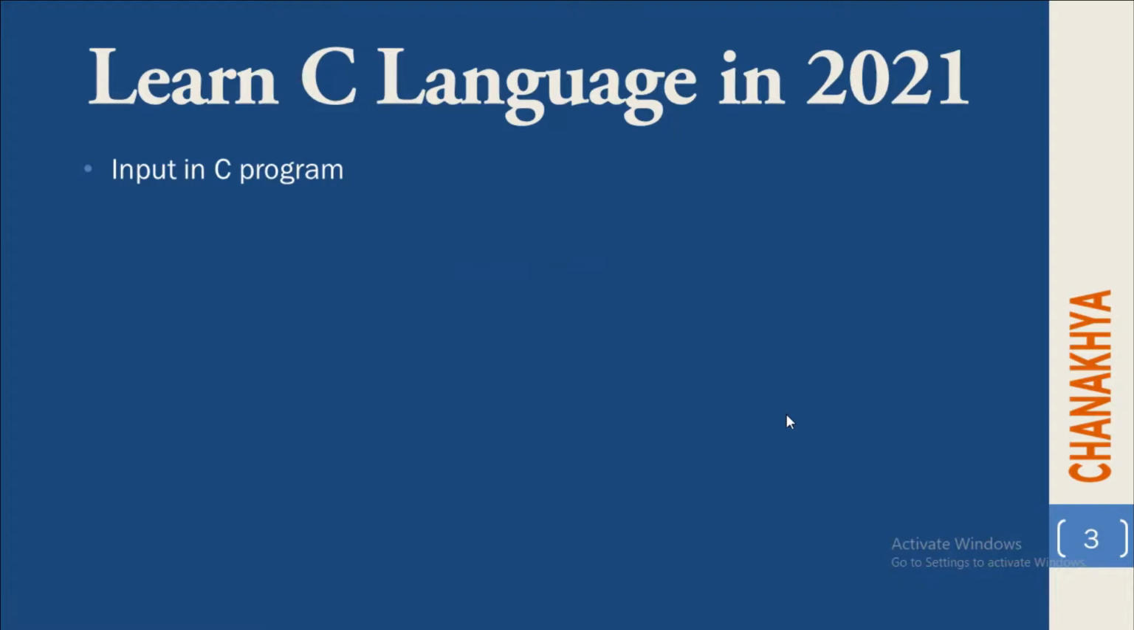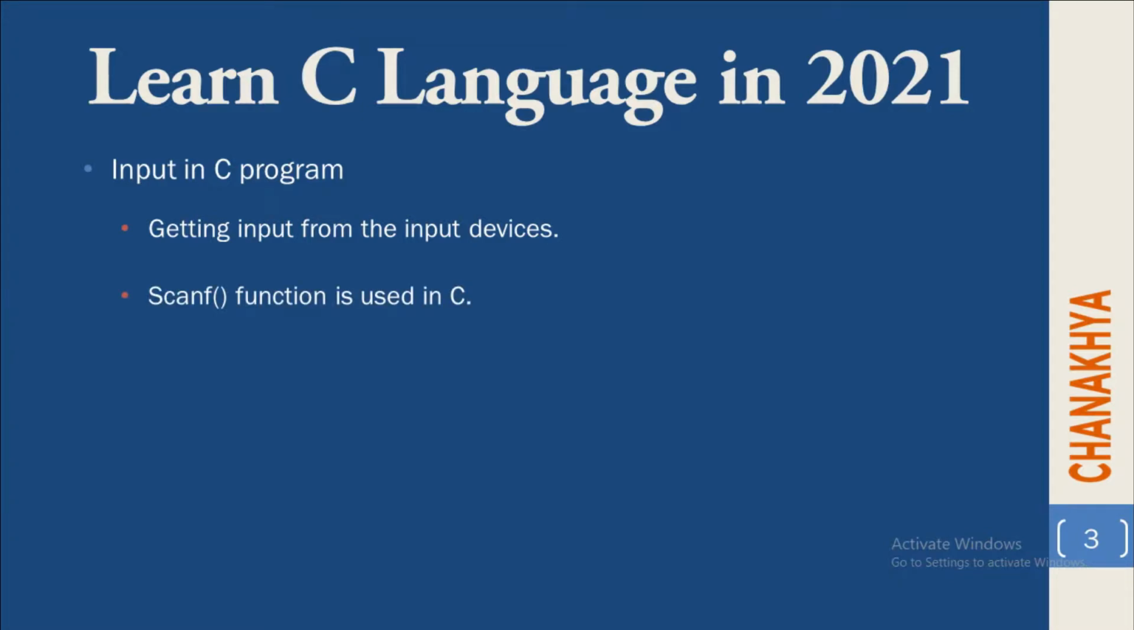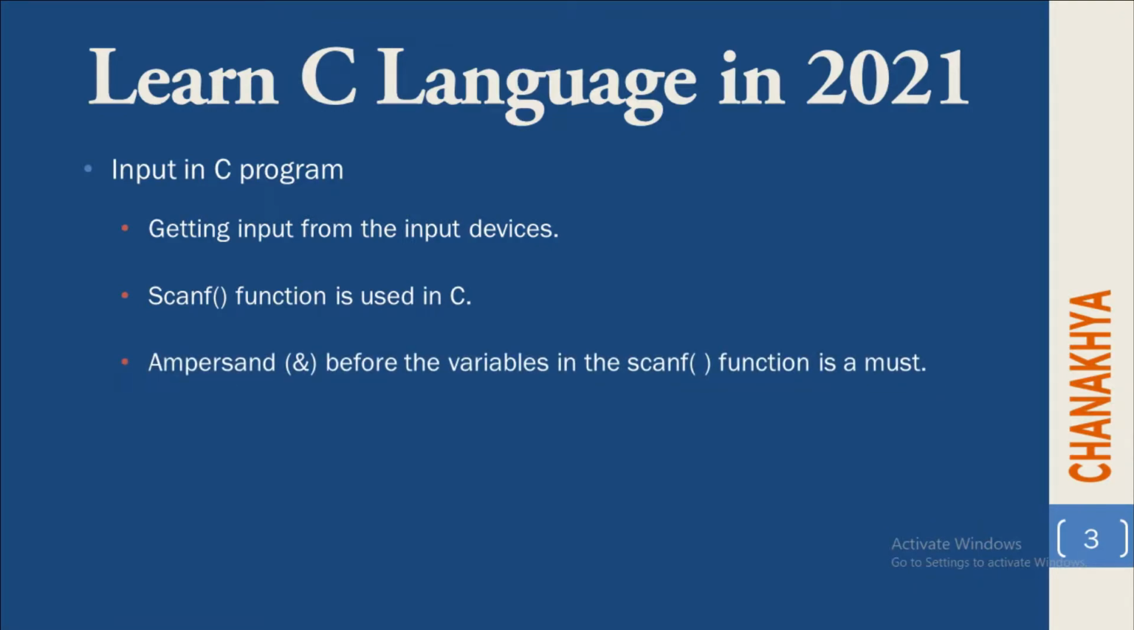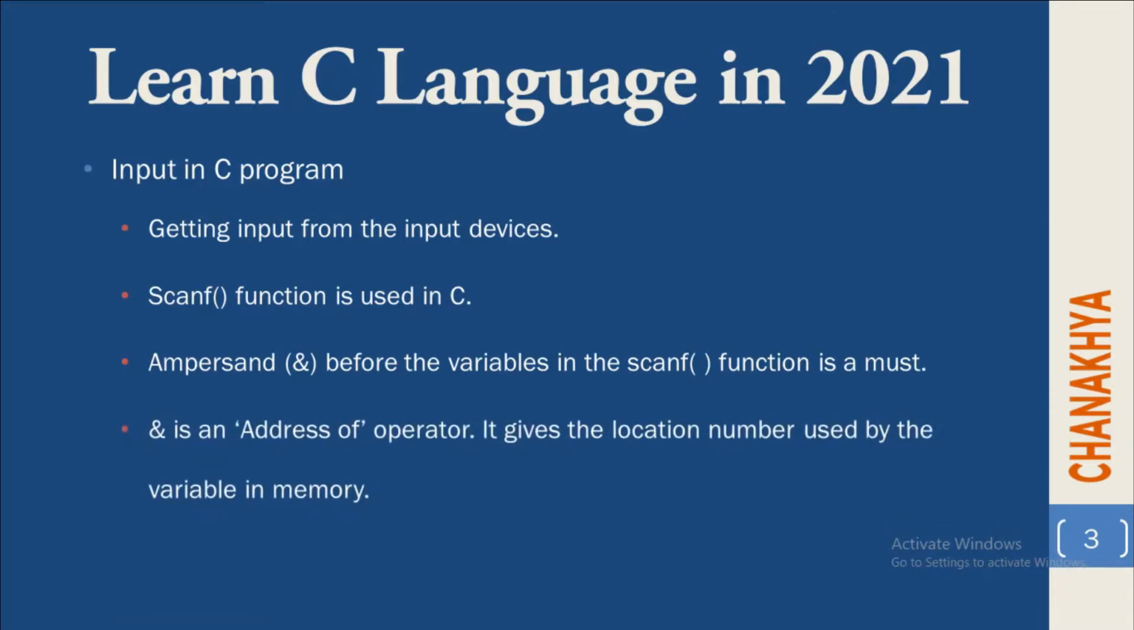After the output, sometimes we have to give input to the C program. Input to the C program means getting the input from an input device, mostly from the keyboard of your computer. To get input in a C program, we have to use the scanf function, and with the scanf function we must use the ampersand symbol when we give the reference of the variable. This ampersand symbol is called the address of operator. It gives the location number used by the variable in the memory.